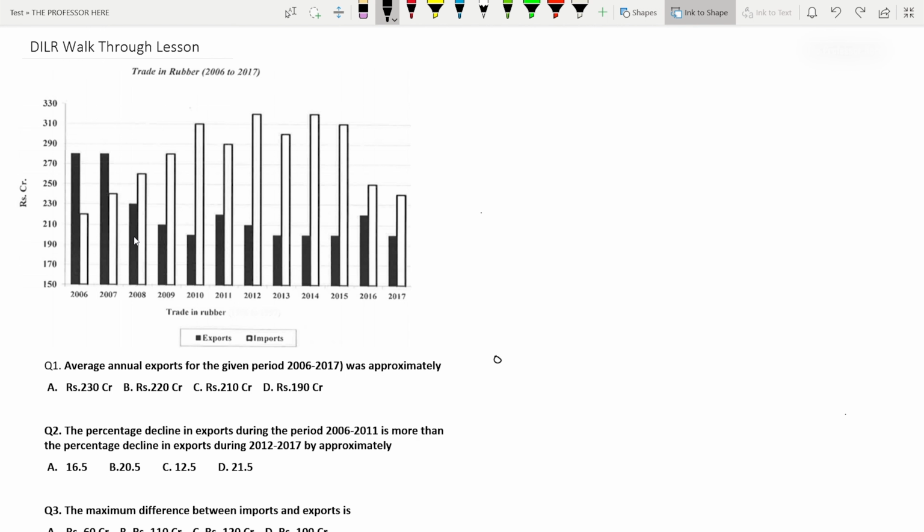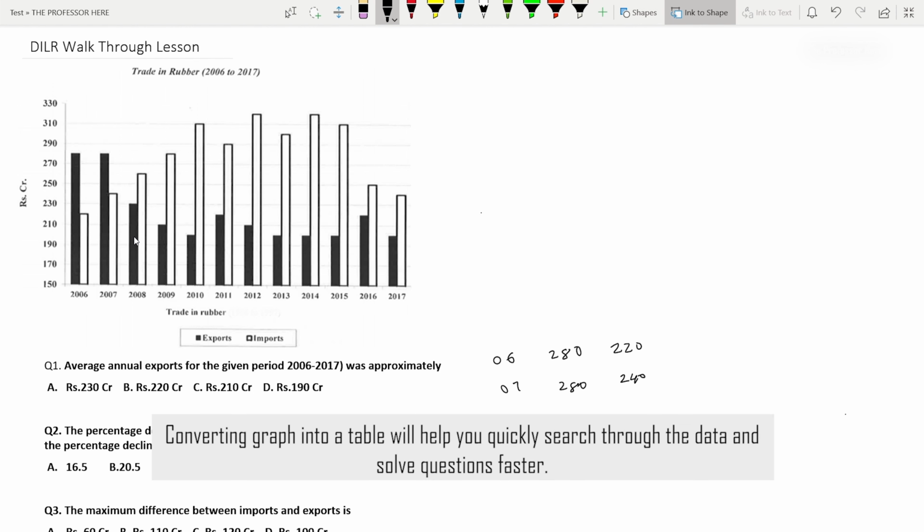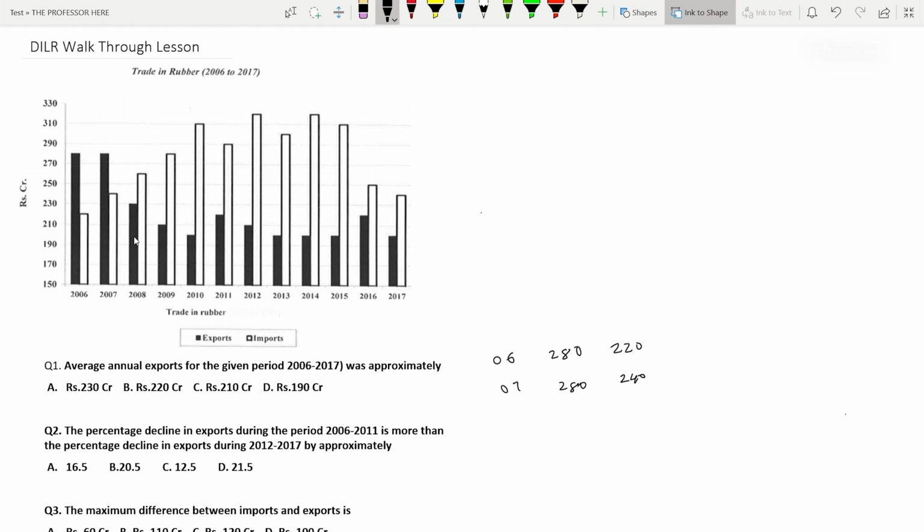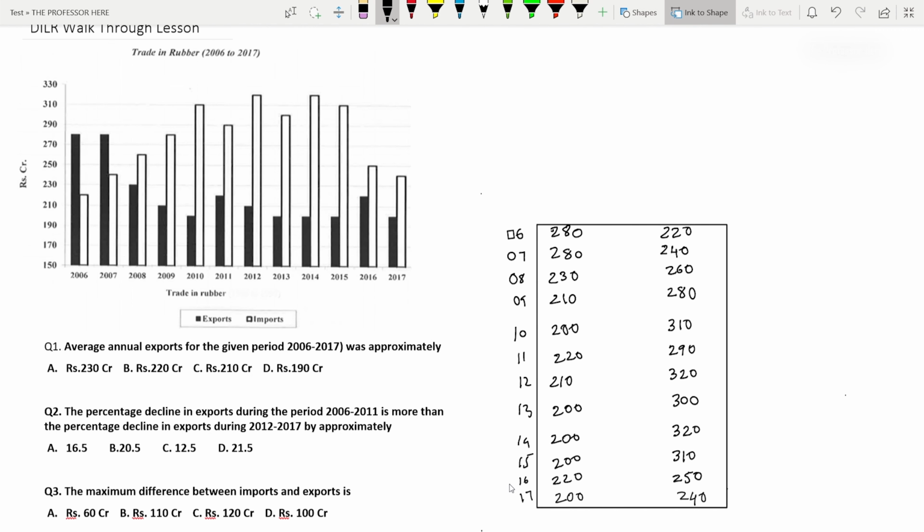Now for example, in 2006 the exports was 280 and import was 220. And in 2007 the exports was 280 again and import was 240. As you can see, the first step that we are going to do is to convert this bar graph into a table. Here I have filled up the table.